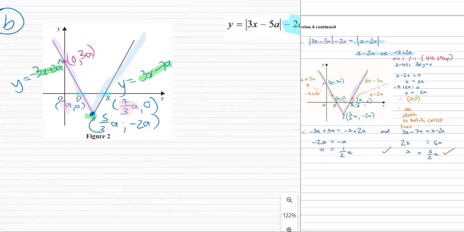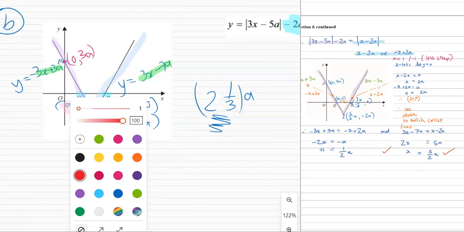7/3a is more than 2a, because 7/3, if you draw it as a mixed number, would be 2 and 1/3 a's. So what I notice is, if x is 2a, it's going to be between Q and R somewhere. We don't know where. Most likely where I've drawn it isn't great, because it's probably closer to the right.